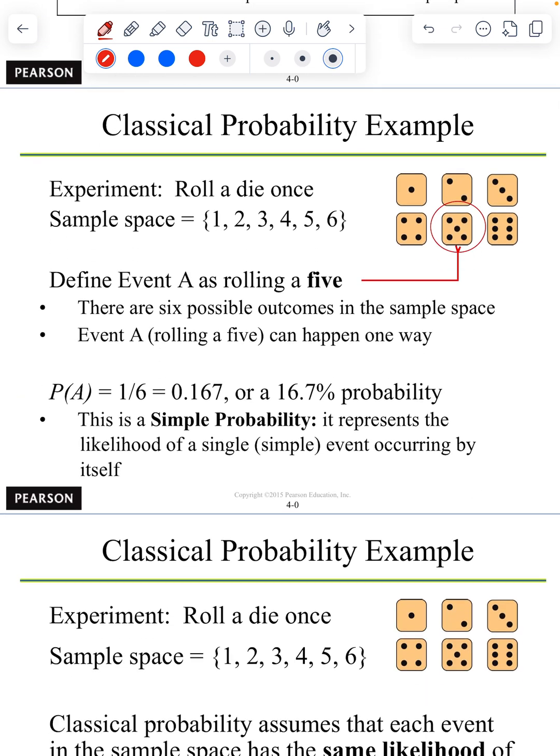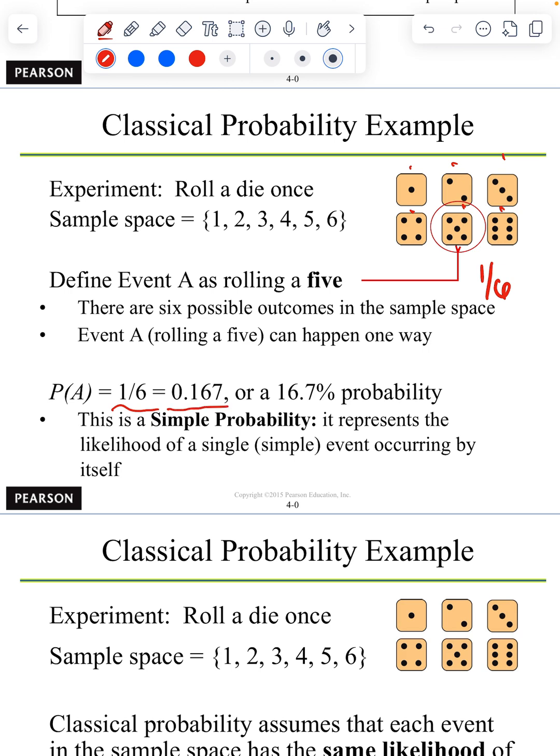So looking at the dice, there are 6 possible ways that you can roll the dice: 1, 2, 3, 4, 5, 6. And the event of rolling a 5 would be a 1 in 6 chance, because there are 6 sides on a dice. So the chance of rolling a 5 would be a 1 in 6 chance. So here you see 1 in 6.